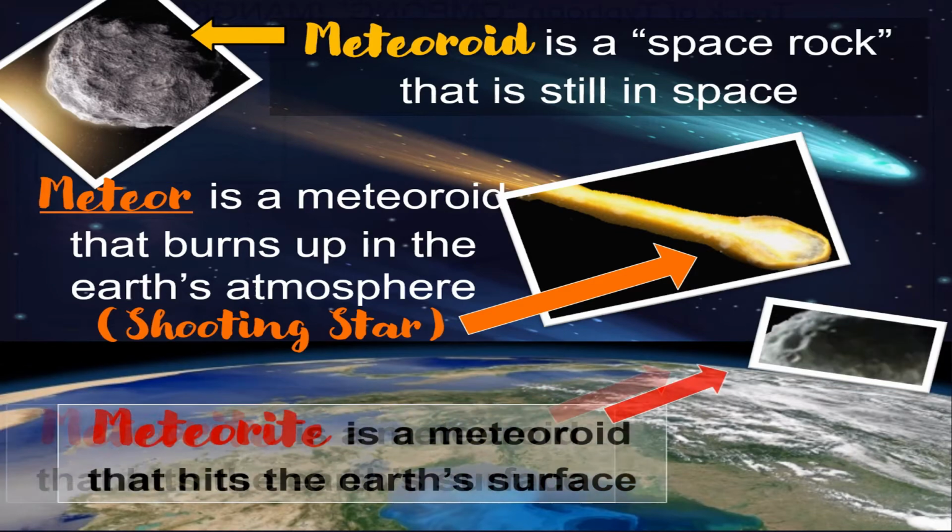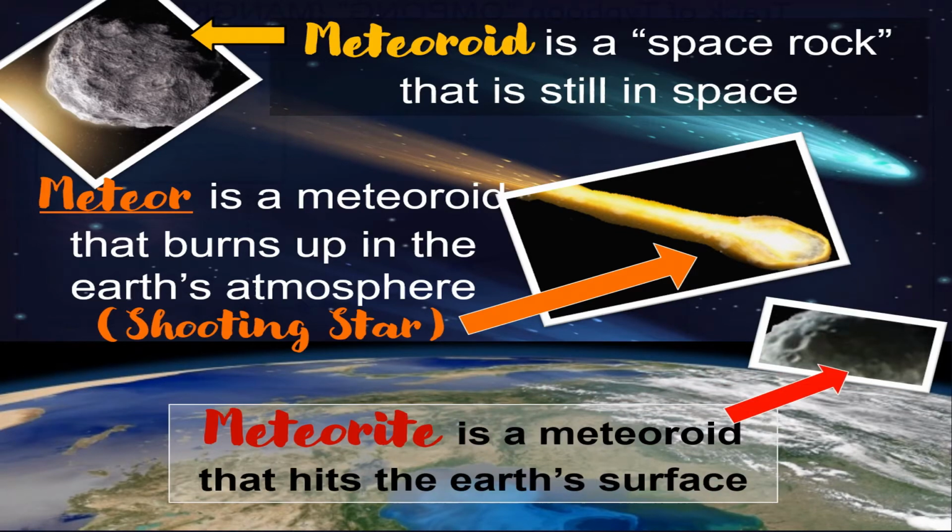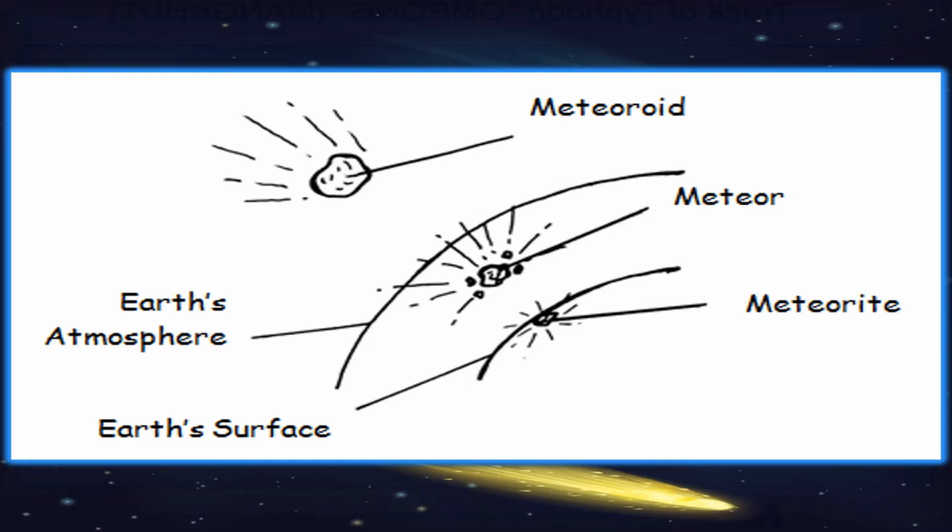Last, this is what we call the meteorite. It is the meteoroid that hits the Earth's surface. So pag pumasok na at na-hit, nakalapag na sa surface of the Earth, ito na ay tinatawag nating meteorite. Is that clear, class? Alright, take a look at the image.